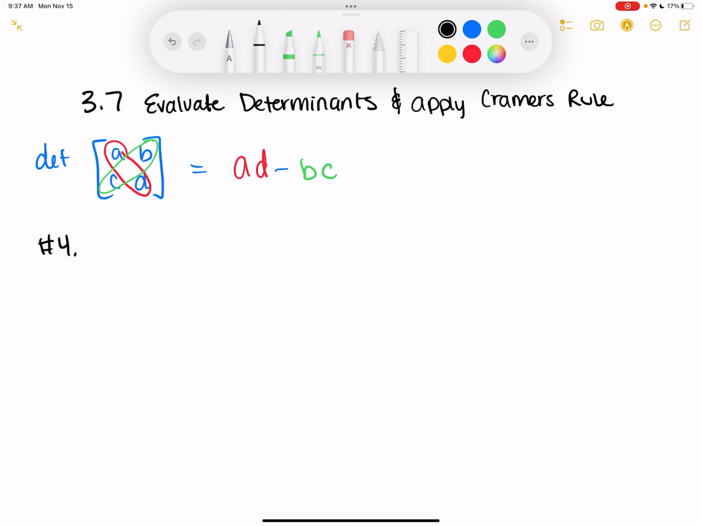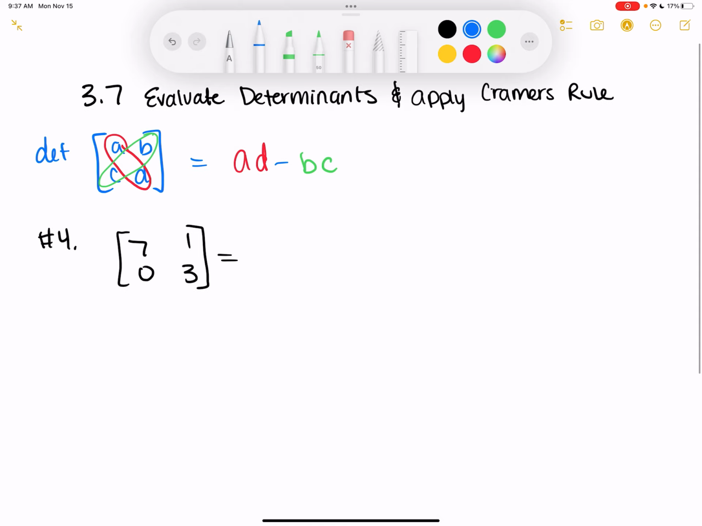All right, so number 4, we've got 7, 1, 0, 3. And we're finding the determinant. So we do 7 times 3 minus 1 times 0. So that's just going to be 21.